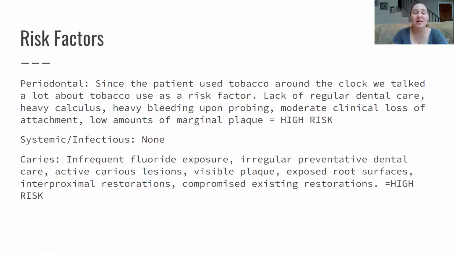The patient was a high risk factor for periodontal disease due to lack of regular care, heavy tobacco use, and their lack of brushing. They were also a high caries risk due to infrequent fluoride exposure, active caries, visible plaque, etc.